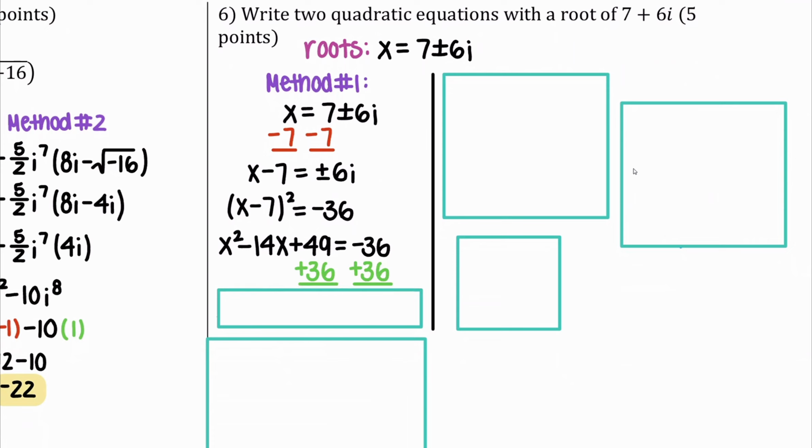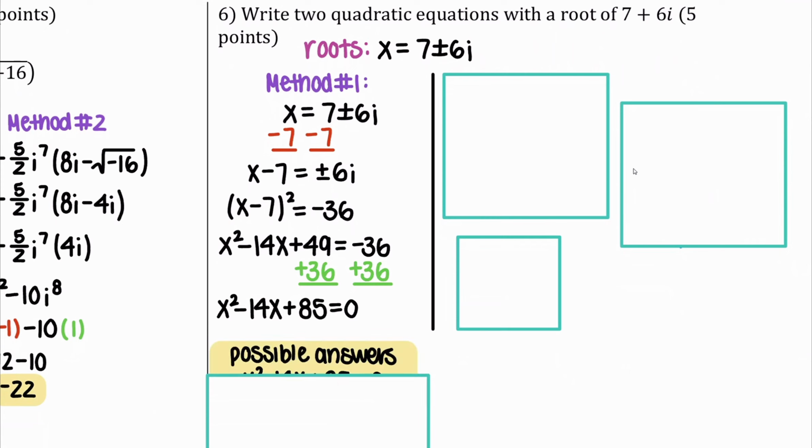So from there we can isolate or set the equation equal to 0, giving us x squared minus 14x plus 85 equals 0. Okay. So again, the question is asking for two quadratic equations. So that is one possible answer.